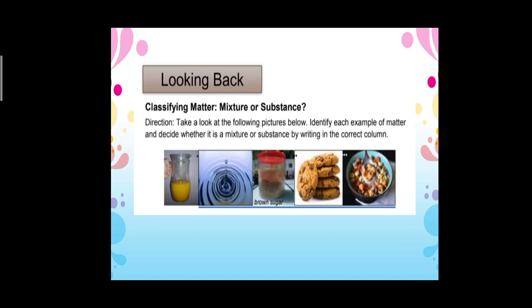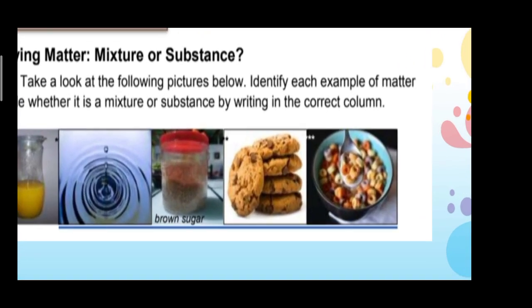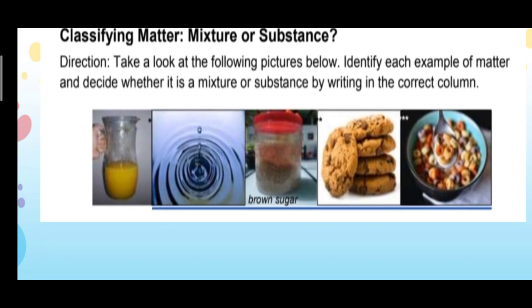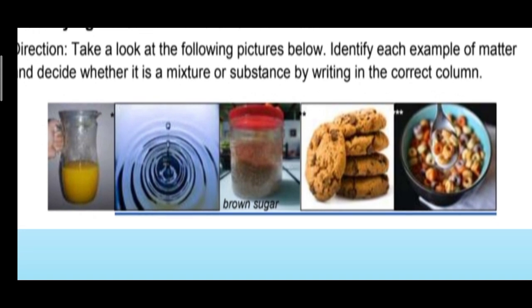So for looking back, you are going to take a look at the following pictures below, identify each example of matter, and decide whether it is a mixture or substance by writing in the correct column. So we have 1, 2, 3, 4, 5 pictures. For the first picture, we have the orange juice. Second picture is water. Third picture is brown sugar. Fourth picture is chocolate chip cookies. And number 5 is cereals with milk.